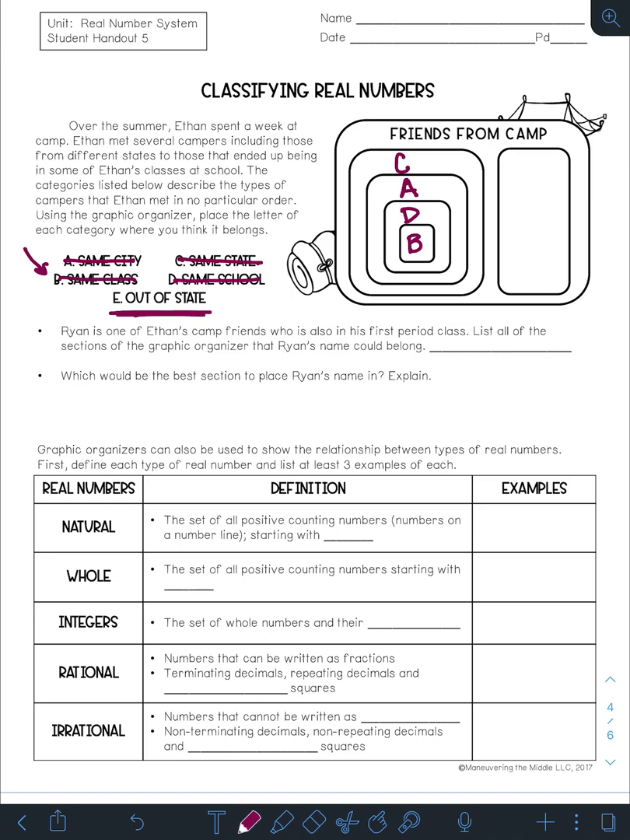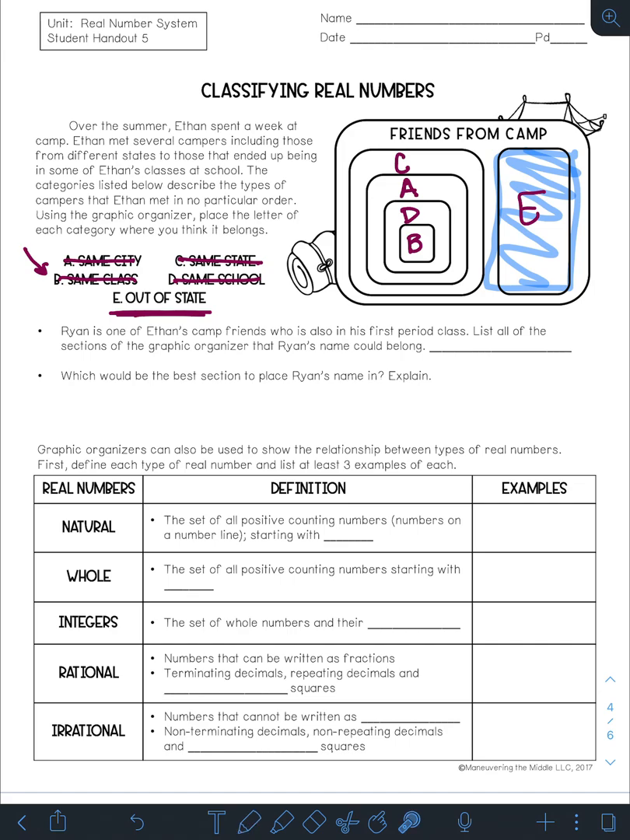That is something that is not directly related to what is happening in Ethan's little bubble, right? So the category that's over here would be the people that are out of state. Now it said Ryan is one of Ethan's camp friends who is also in his first period class. List all of the sections of the graphic organizer that Ryan's name could belong in.